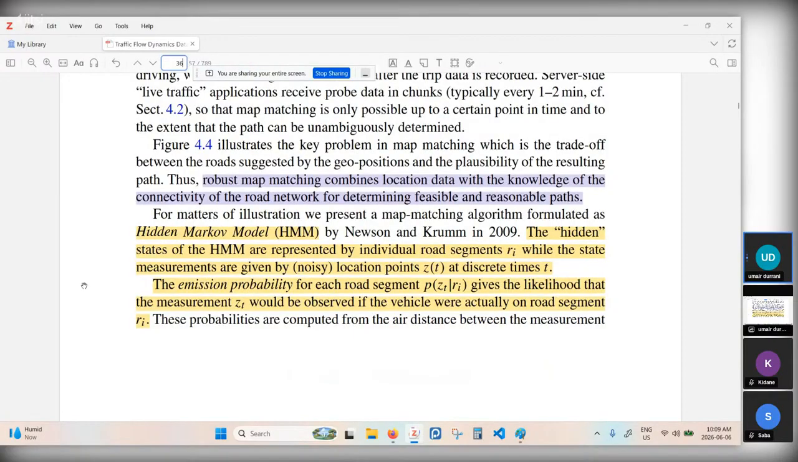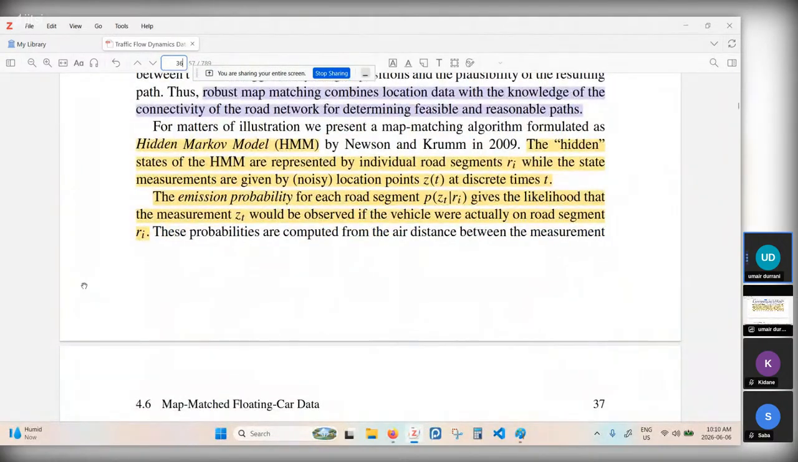So the robust map matching combines, as I said before, the location data that we are getting and the knowledge of the connectivity of the road network for determining a feasible path. One of the algorithms that is used for map matching is called the hidden Markov model. Hidden Markov model is used in other applications as well, but here the hidden Markov model, or HMM, is used to determine the state of the road segment, which means what road segment you are on at a given moment in time, and then what will be the next road segment where you'd go.